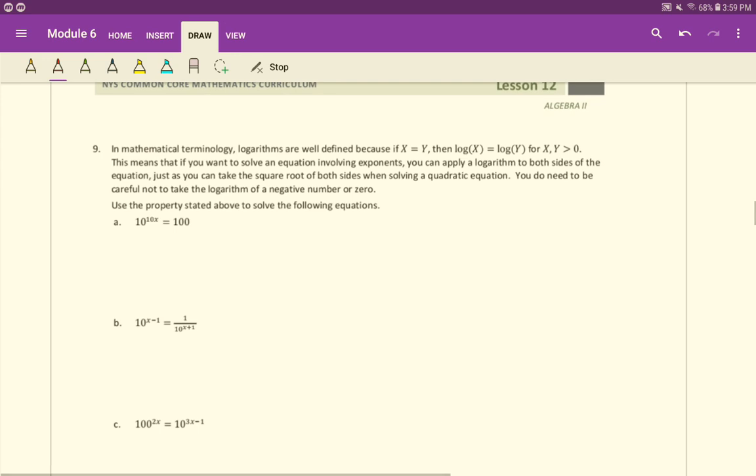All right, number 9. In mathematical terminology, logarithms are well defined because if x equals y, then log of x equals log of y for x and y that are greater than 0. This means that if you want to solve an equation involving exponents, you can apply a logarithm to both sides of the equation, just as you can take the square root of both sides when solving a quadratic equation. You do need to be careful not to take the logarithm of a negative number or 0. So use the property stated above, this one right here, to solve the following equations.